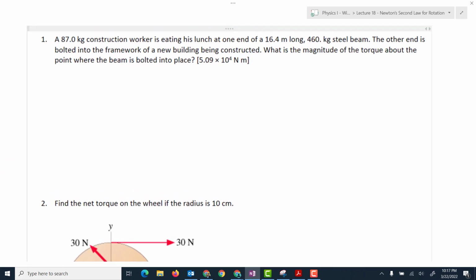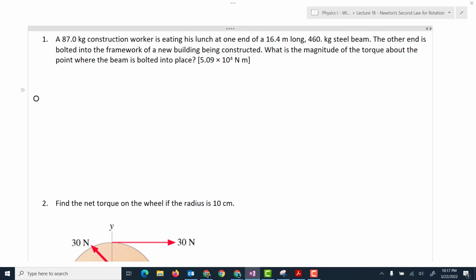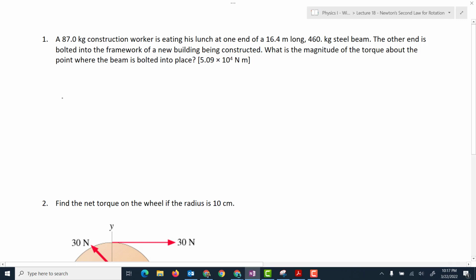So we're going to draw a picture here. It says an 87 kilogram construction worker is eating his lunch at one end of a 16.4 meter long, 460 kilogram steel beam. Okay, so here's our steel beam right here, and it is 16.4 meters long, so that's this distance here. And the mass of it is 460 kilograms.